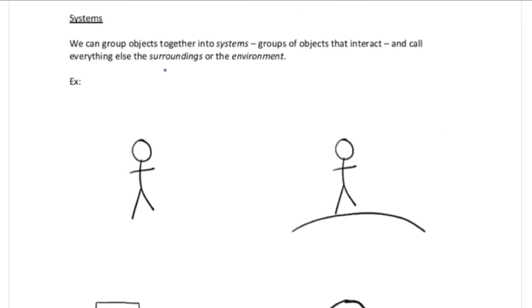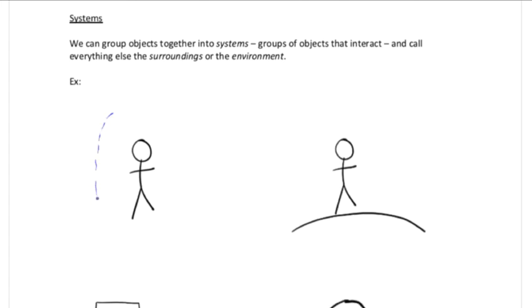Okay, let's carry on with a discussion of systems. I've already shown you a picture like this. I want to emphasize that we can group objects together when we're analyzing physics problems, and that group we call a system. And everything around that we call the surroundings or the environment. And this is really your choice. You can determine where the system is, and we will want to do that strategically to solve problems.